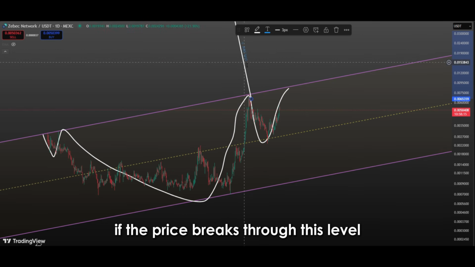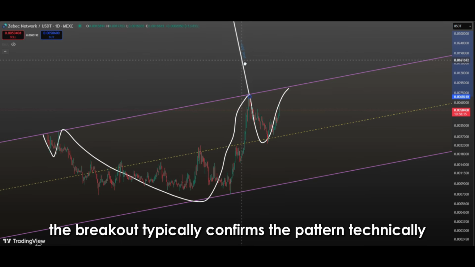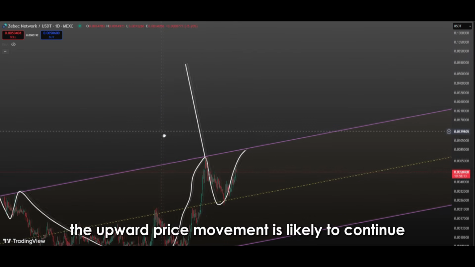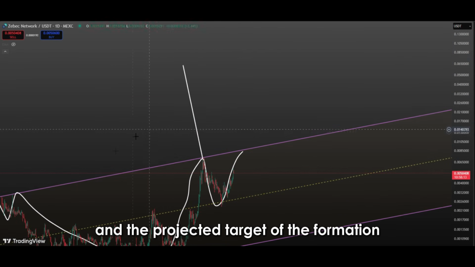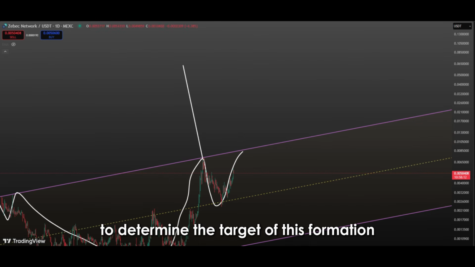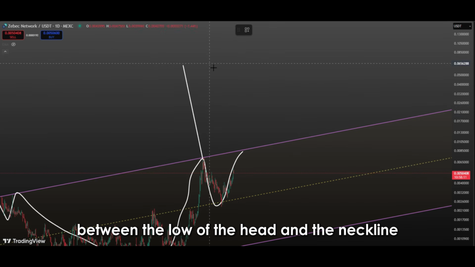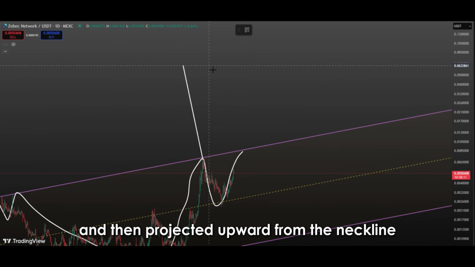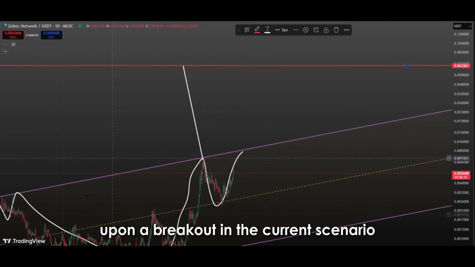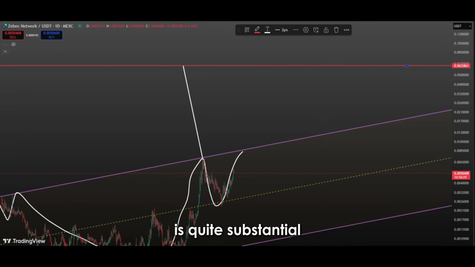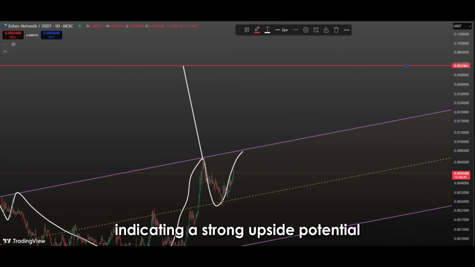If the price breaks through this level with strong volume, the breakout typically confirms the pattern technically. In this case, the upward price movement is likely to continue, and the projected target of the formation may be realized. To determine the target of this formation, the distance between the low of the head and the neckline is measured, and then projected upward from the neckline upon a breakout. In the current scenario, the difference between the head and the neckline is quite substantial, indicating a strong upside potential.